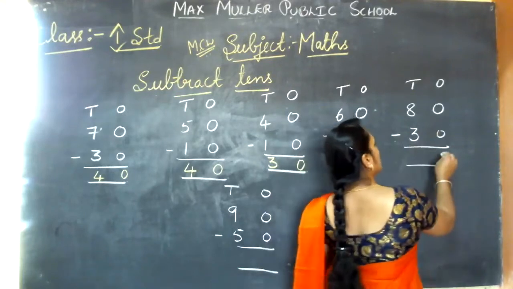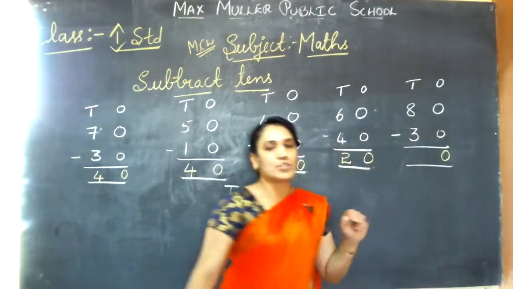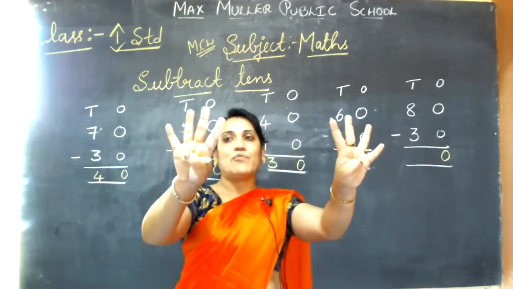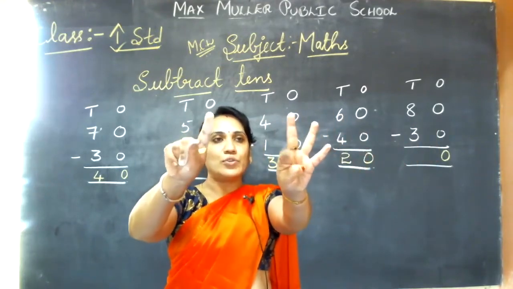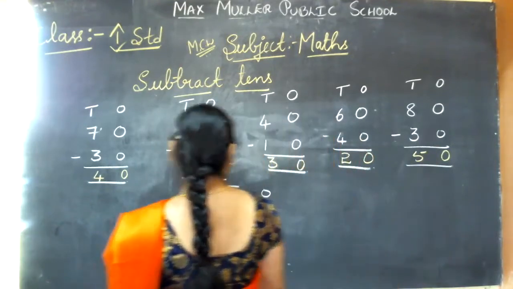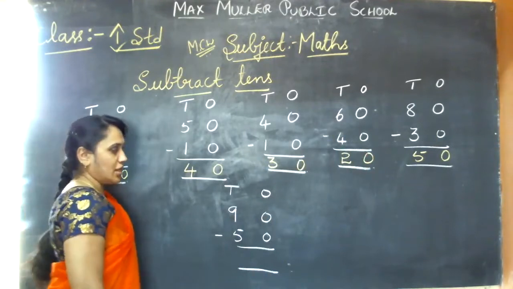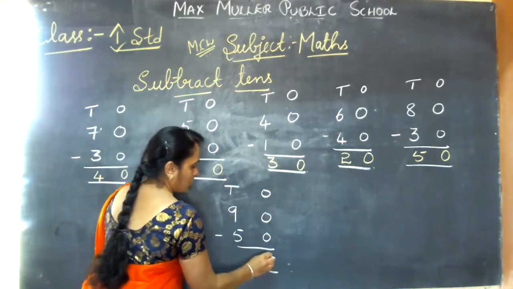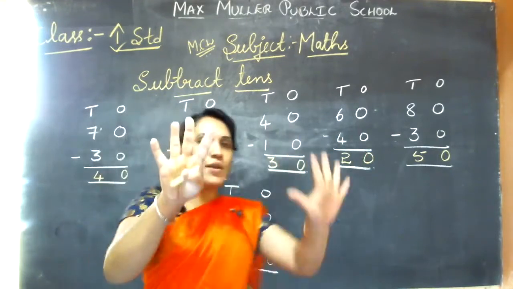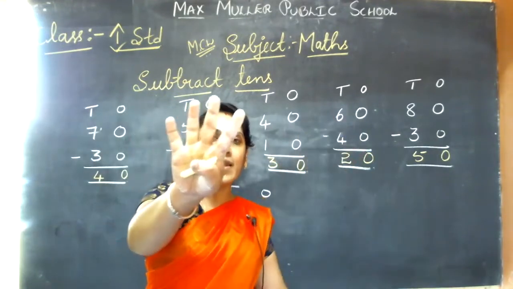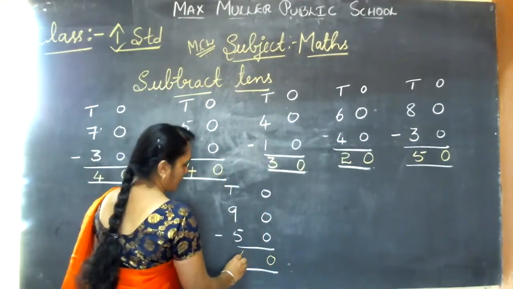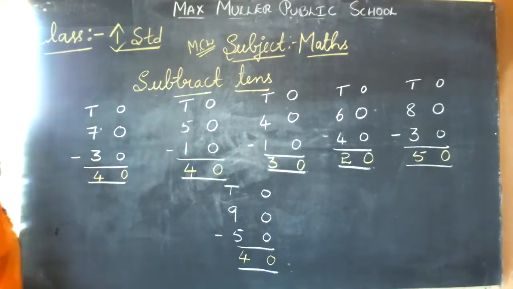0 minus 0, 0. How many fingers should you keep? Keep 8 fingers. Fold how many? 3 fingers fold: 1, 2, 3. What's the balance? See? 1, 2, 3, 4, 5. 5 balance. That is 80 minus 30, 50. Next, last sum. 0 minus 0, 0. Keep how many fingers? Keep 9 fingers. Fold how many? 5 fingers fold. What's the balance? See? 1, 2, 3, 4 balance. 90 minus 50, 40. Understand, children?